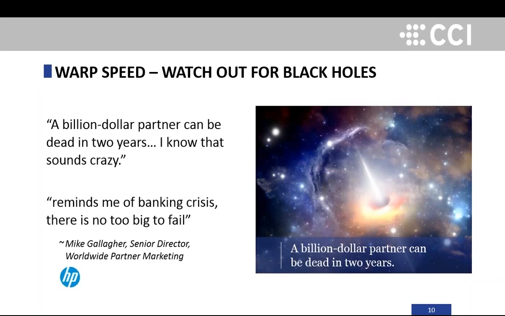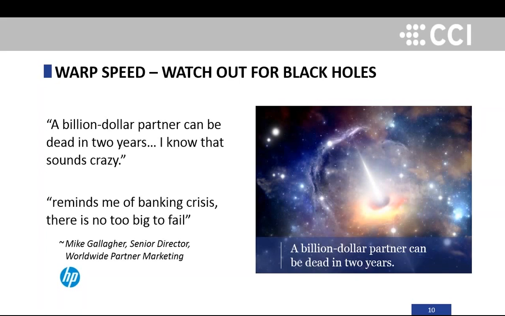And it's even accelerating faster than many people have thought. Speaking to Mike Gallagher over at HP, he was talking about some unbelievable conversations that are going on, and all the speed and this movement that's taking place. We still have partners who aren't showing a sense of urgency, and so if you're going to move at warp speed, you've got to watch out for black holes.